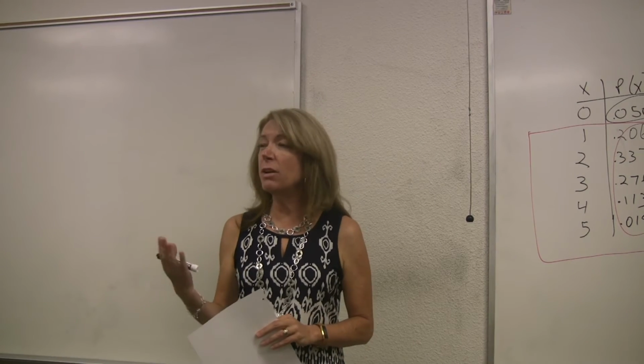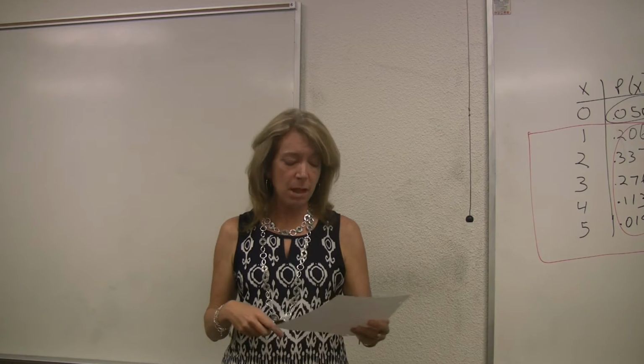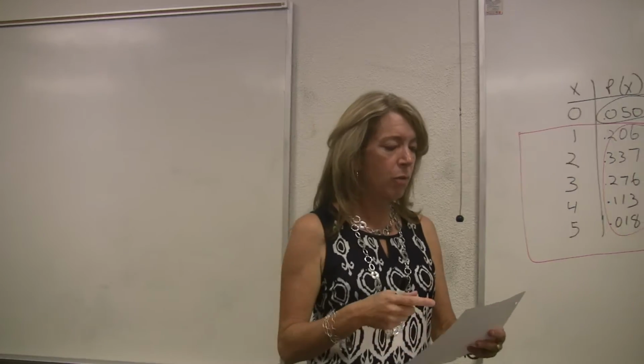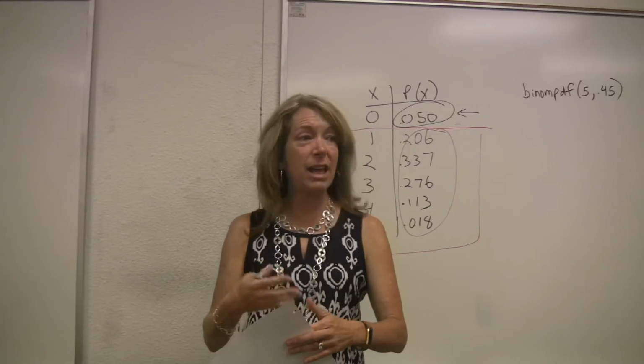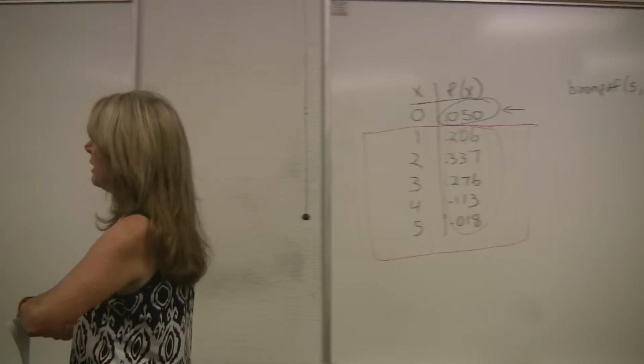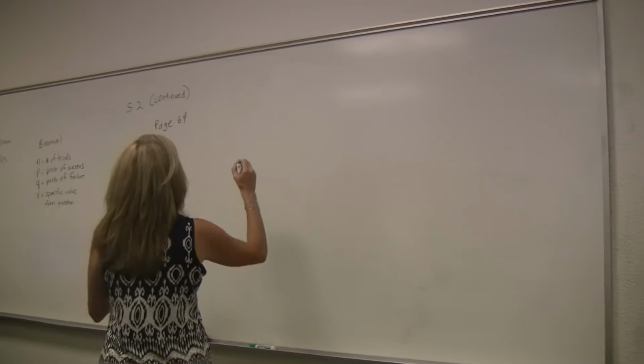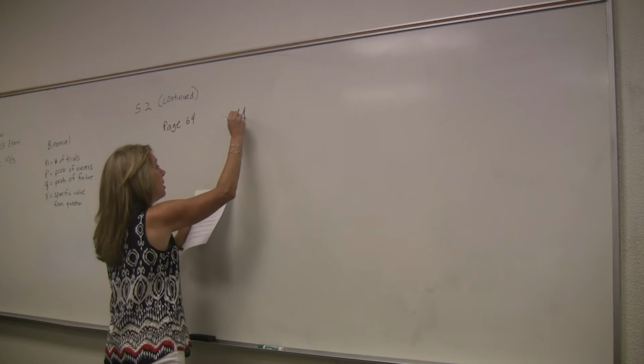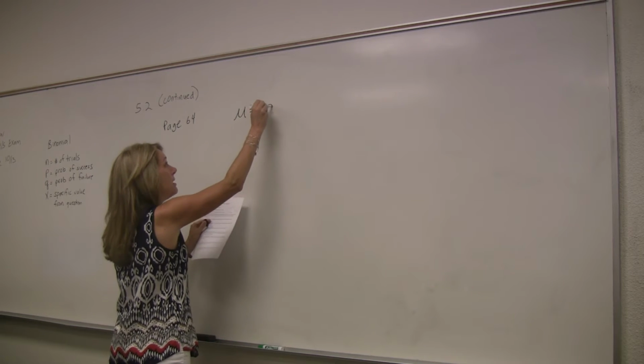So what we're really doing is we're finding the mean. So on the top of page 64, we can actually find the mean, the standard deviation, and the variance for any binomial distribution. And there's actually these really nice short formulas. The first one for mean, mu, is n times p.